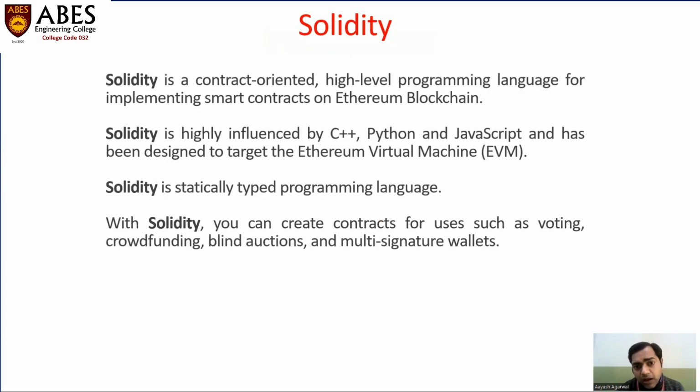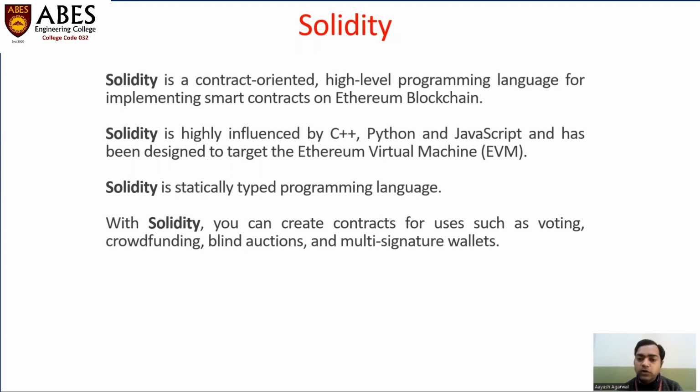Now we are going to learn what Solidity actually is, right? As we have seen, it is a contract-oriented, high-level programming language for implementing smart contracts on the Ethereum blockchain. What does it mean? We'll understand it one word at a time. The first word is contract-oriented. Solidity is a language used for implementing smart contracts. That is why it is referred to as contract-oriented.